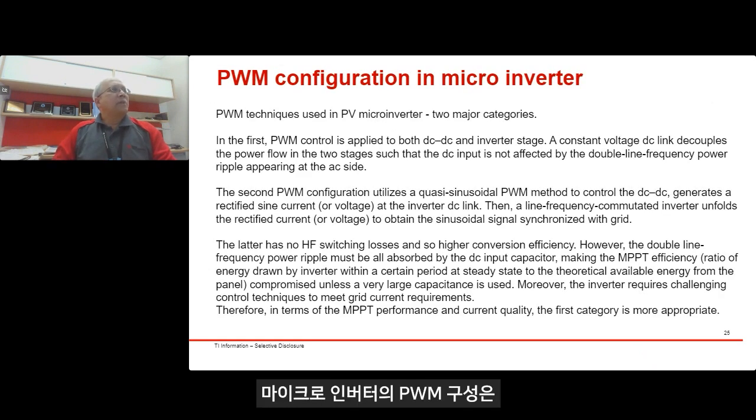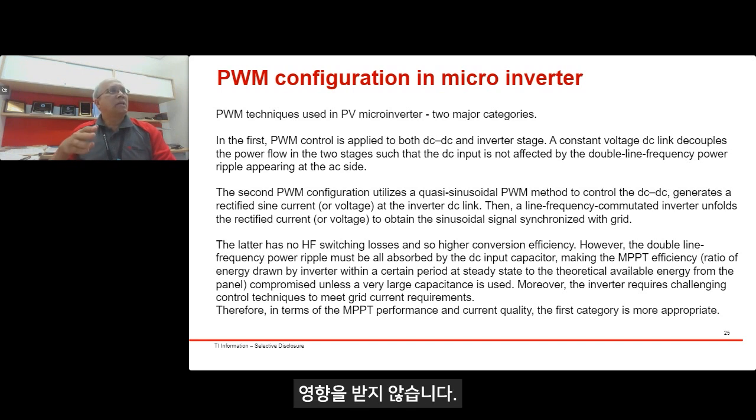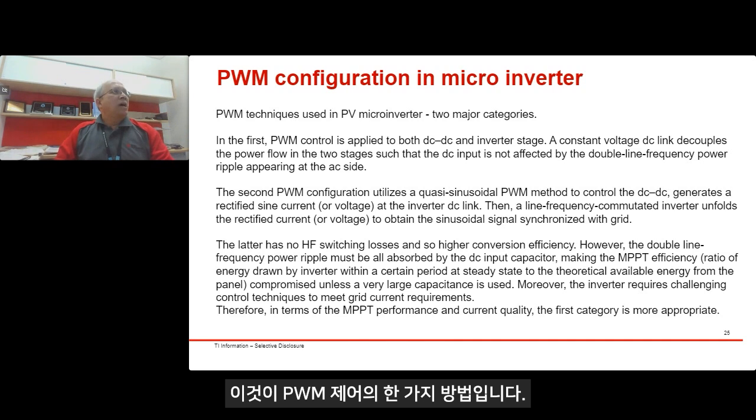PWM configuration in a microinverter can be made of two types, basically. One is where both the DC-DC and inverter stage use high frequency PWM control. So the DC-DC boost uses high frequency, and the inverter stage also uses high frequency PWM. A constant voltage DC-link decouples the power flow, as we said before, in the two stages, such that the DC input on the PV side is not affected by the double line frequency power on the AC side of the inverter. So that's one way PWM control is done.